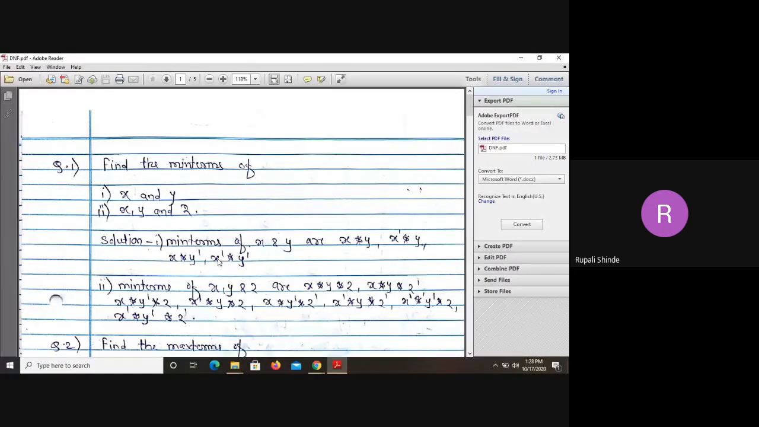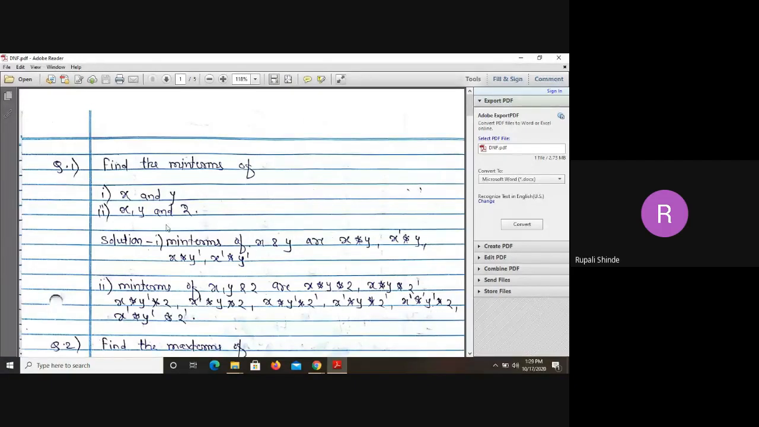And the last one, x complement star y's complement. So there are a maximum of four minterms if there are two variables, that is x and y. So what is the formula? 2 raised to n, where n is the number of variables given. Here the number of variables given is 2, so 2 raised to 2 equals 4.